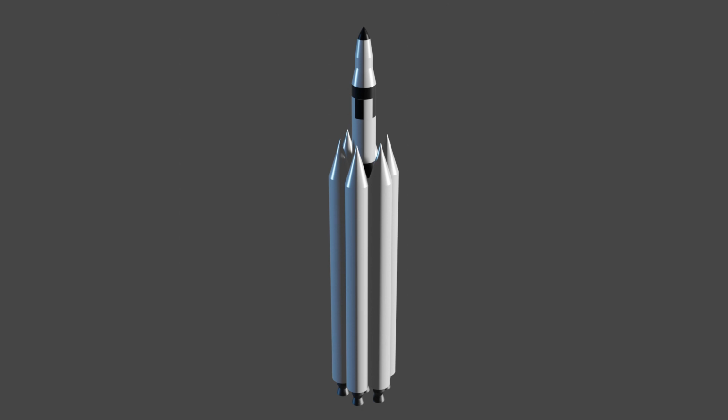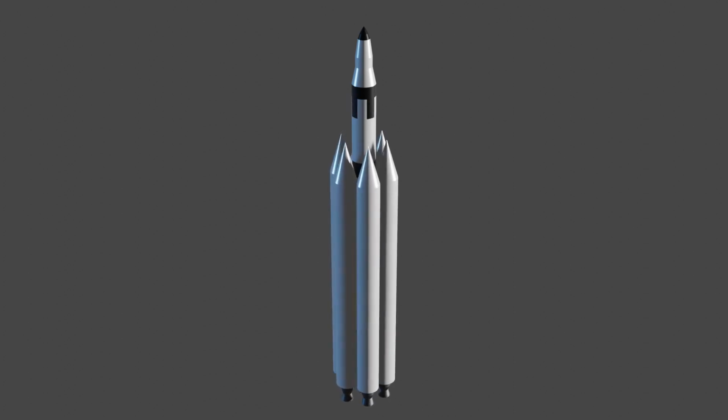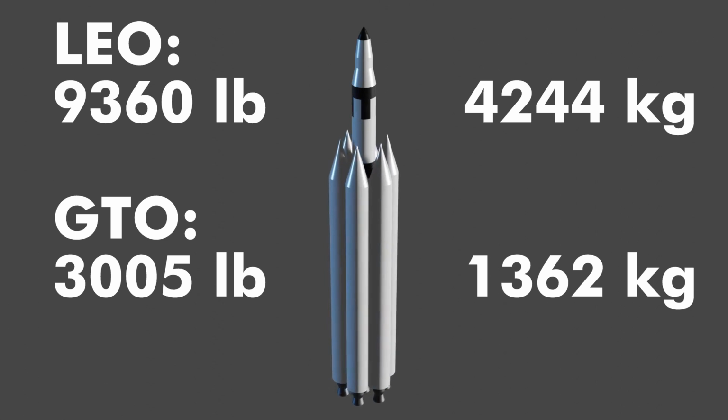With the 7-core vehicle, the outer 6 engines would fire, but only 4 units would be drained using crossfeed. Once depleted, the 4 would separate, leaving a 3-core second stage and the upper stage. This one could put 9,360 pounds into LEO and 3,005 pounds to GTO.